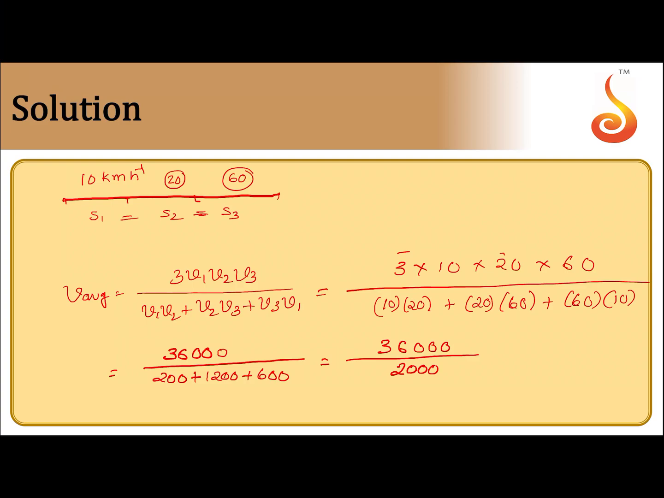So, if you simplify it further, what is it you get? You get it as 36 divided by 2. So, this set of 0 cancels with this set of 0. So, we have 18 km per hour. This is the average speed over the entire journey.